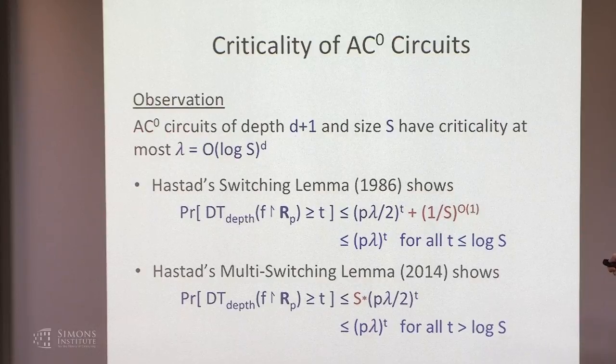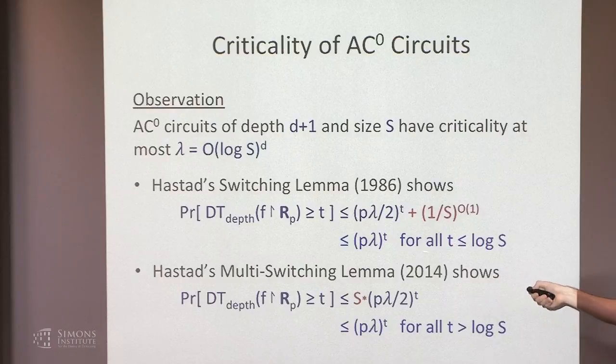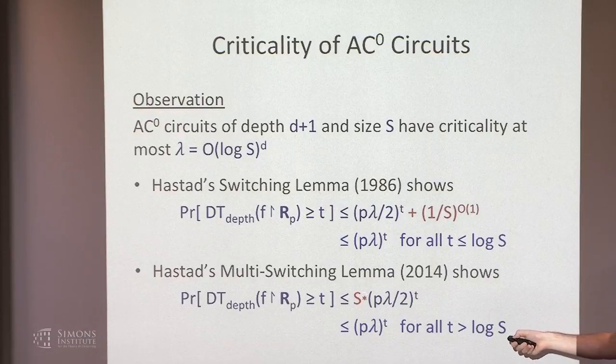So the proof of this has two parts. We need to show a certain tail bound holds for all t. To show it for small t, when t is less than log s, you show it via the switching lemma in the usual way, in the way I showed earlier in the talk. And we get some kind of error term from the accumulation of failure probabilities, that the switching fails at some point. And that looks like 1 over poly s. And the point is that this dominates for small t, so you get the desired bound. Now the multi-switching lemma does something a little bit different, and it picks up a factor of s multiplicatively here.